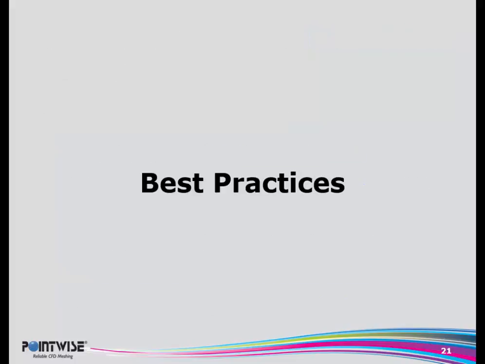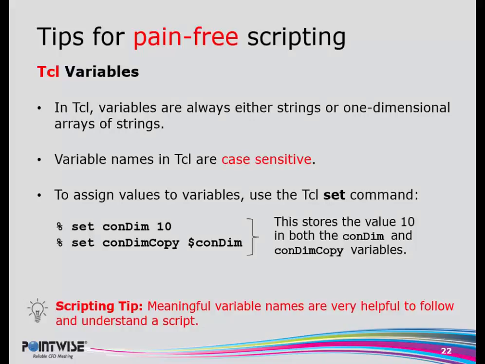Okay, so I'm going to talk a little bit about best practices for Glyph. So some tips for pain-free scripting. The first thing is Tcl variables. They're going to be strings or arrays of strings, and they're case sensitive. We've already seen how to assign a variable, so you use the set command. So in this case we're setting the variable condim to the value 10, so set condim to 10, and then we can recall that variable using the $ sign. So we can say set condim copy to $condim to also set the value of condim copy to 10.